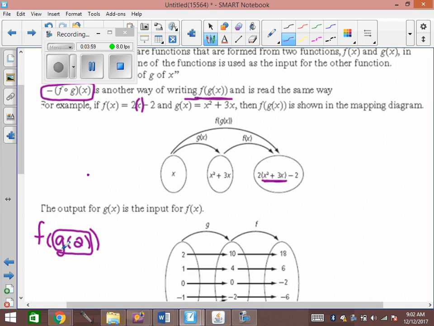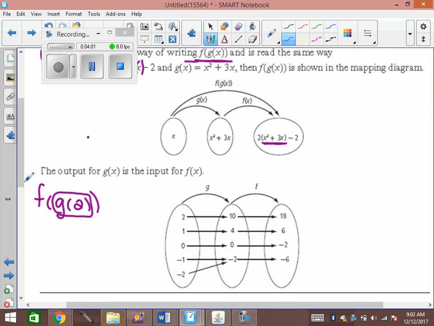Okay. So we just find g of 2, plug it in, and whatever that answer is, it's 11. Then we do f of 11, let's say. Okay?